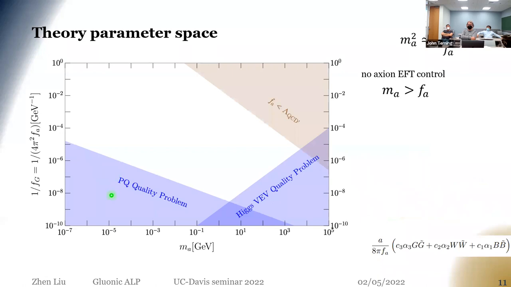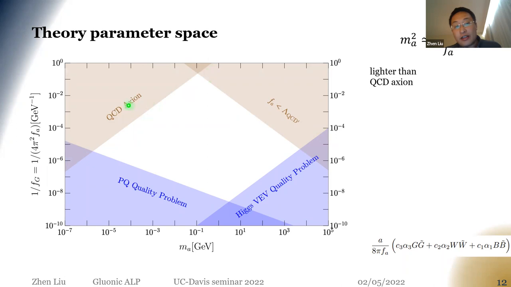Okay, so the third excluded region is just a simple consistent axion EFT requirement. Here, when the axion mass is too heavy, we would require too low a decay constant. We of course don't want the decay constant to be smaller than lambda QCD prime for consistency. And then the upper left corner, the diagonal line, is the QCD axion line, and we want the axion to be heavier than the QCD axion. In fact, this is not a necessary assumption because the experiments already excluded this region.